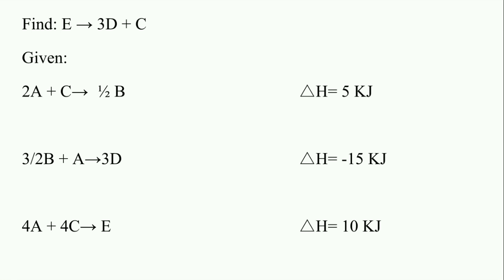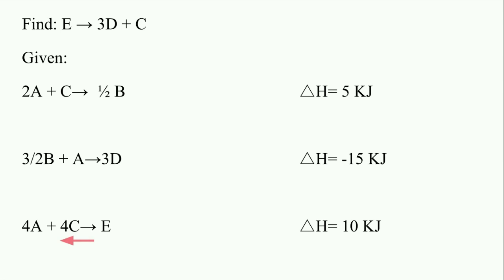So here we have what we're trying to find, and then 3 given reactions. What we're trying to find is E yields 3D plus C, given that you have 2A plus C yields half of B with a delta H of 5 kilojoules, and you have 3/2 B plus A yields 3D with a delta H of negative 15 kilojoules, and 4A plus 4C yields E with a delta H of 10 kilojoules.